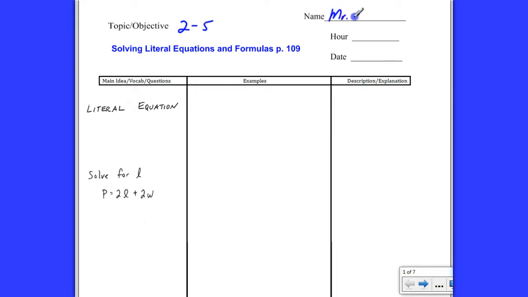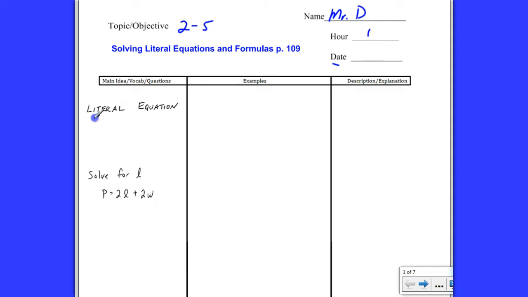Through the lesson. So if you have not done this, go ahead and fill out your name, hour, and the date. And you should have this note template in front of you. If you don't have it, you can print it off on my website, or you can print off some blank ones and just write in the words that we have there. But let's just jump right into things here.